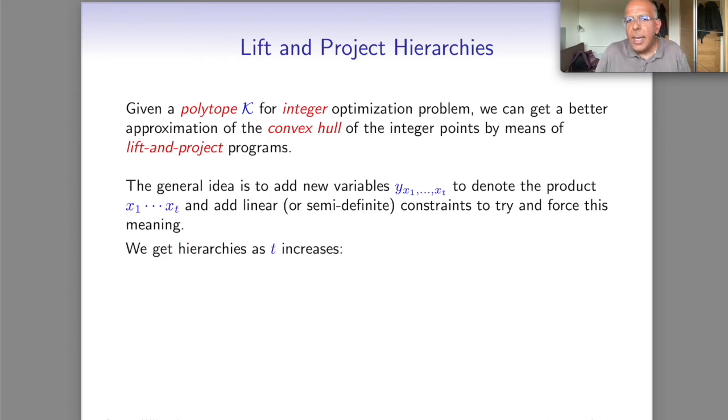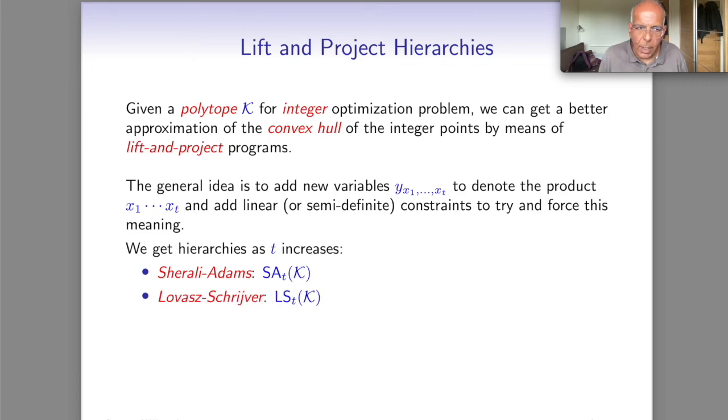And increasing the value of t gives you increasing hierarchies of tighter and tighter approximations of the program you're trying to optimize over. As I said, there are systematic ways of doing it, one defined by Sherali and Adams. There's what's called the Lovász-Schrijver, and there is a Lasserre hierarchy. I'm not going to give you formal definitions. For our purposes, we'll talk about the Lasserre hierarchy because it's in some sense the strongest.